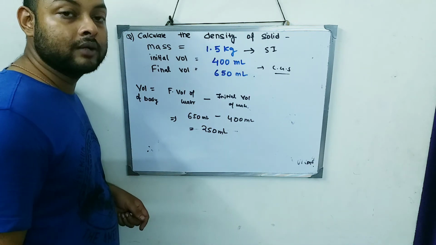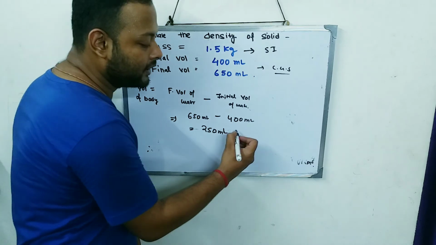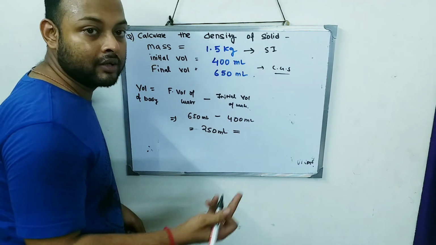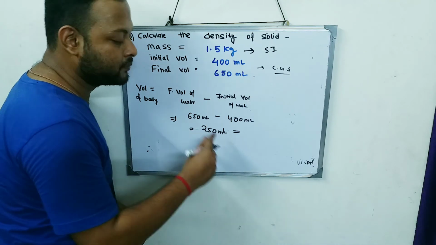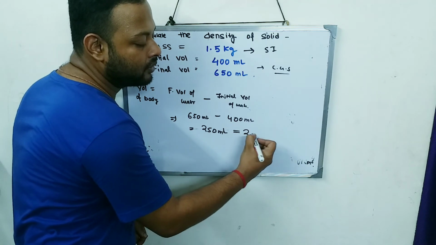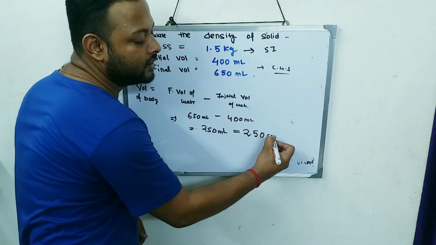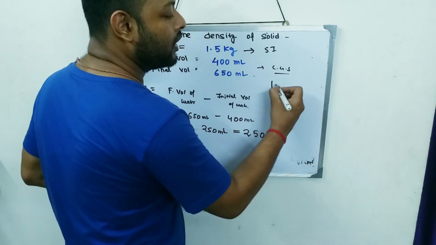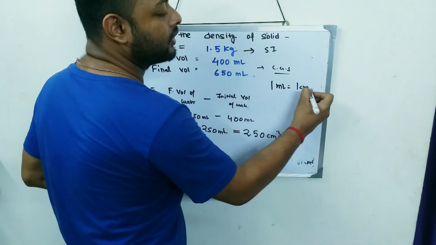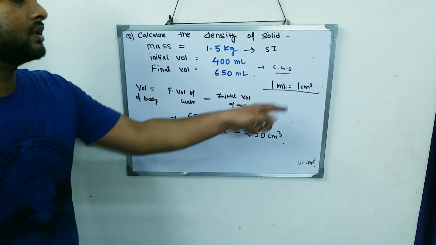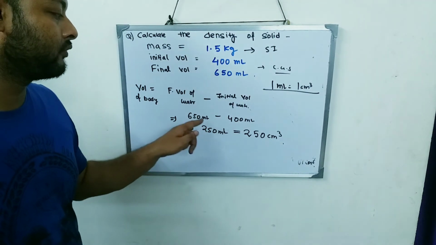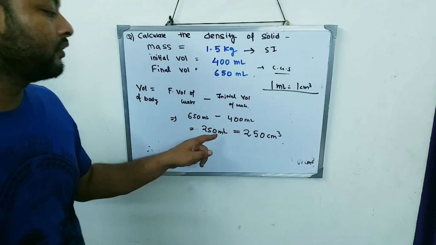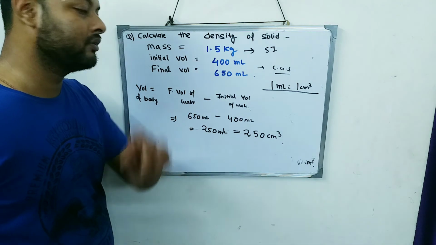Now, ml is not a usable unit of volume, so I'll convert that into centimeter cube. And 1 ml is 1 centimeter cube. So correspondingly 250 ml will become 250 centimeter cube. Very easy, because we know 1 ml is 1 centimeter cube. Using this relationship, the 250 ml, which I got from 650 minus 400, will be equal to 250 centimeter cube.